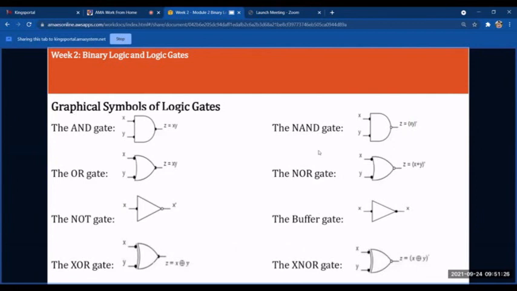So si NAND gate, ang pinagkaiba lang po niya is yung output mo is may bubble. Opposite po yung walang color yung bubble natin dito. Then NOR gate po, buffer gate, then XNOR gate.